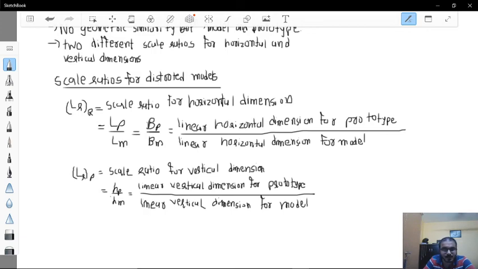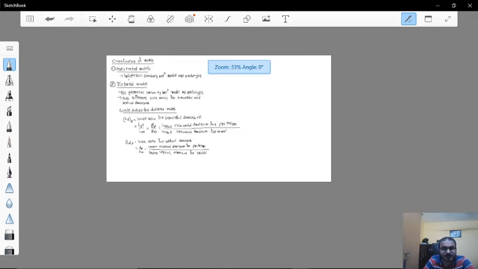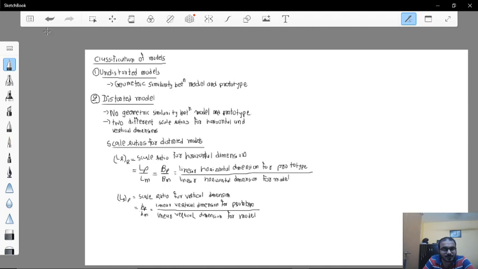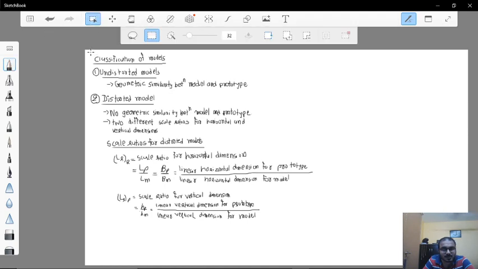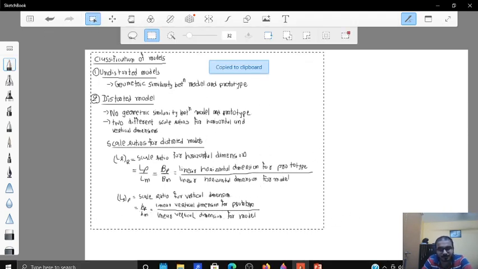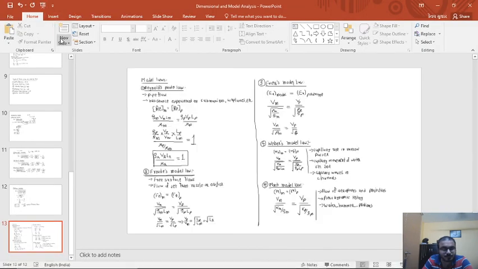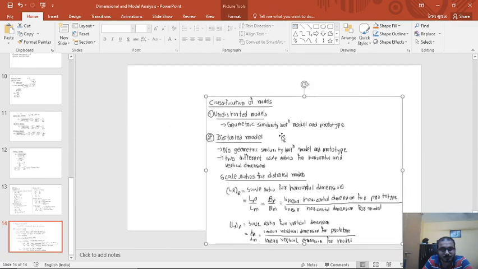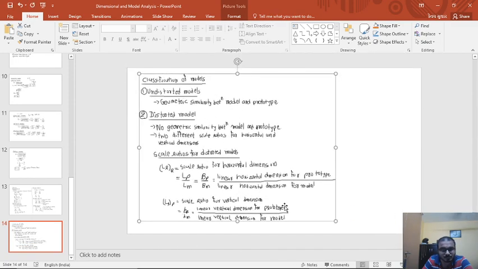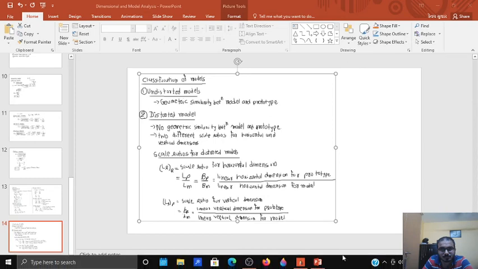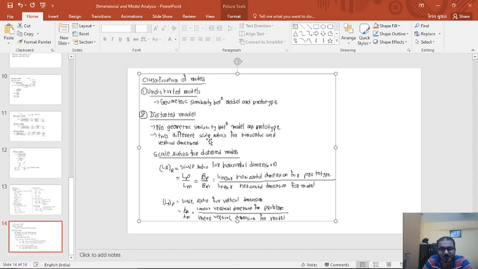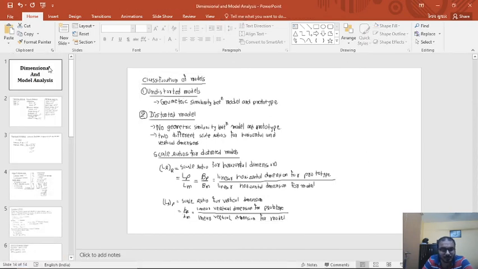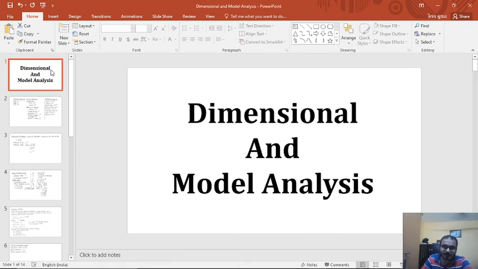So these are the two scale ratios in different dimensions. So that's all for classification of models. Let's copy this work into our main slides. So that is the end of today's lecture, end of this chapter, as well as end of this subject. Thank you for watching this video.